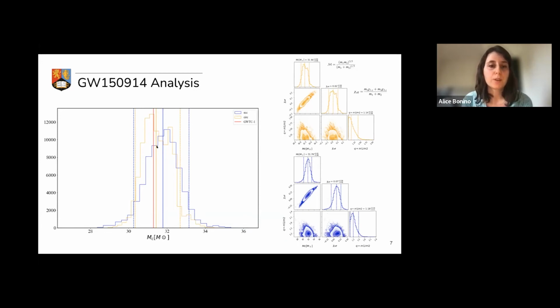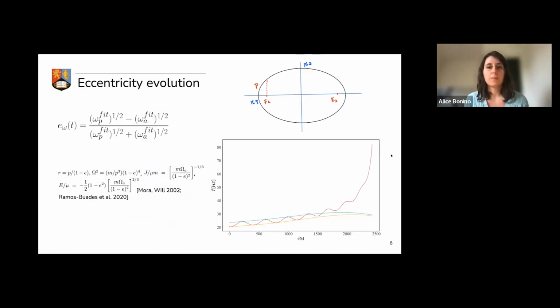From the circular analysis, for example, this is the value of the chirp mass, and we can see that the value of the chirp mass is closer to the LIGO analysis value. I forgot to say that during this analysis, I used a no-spinning system, and I didn't use noise, and I used the LIGO design PSDs.